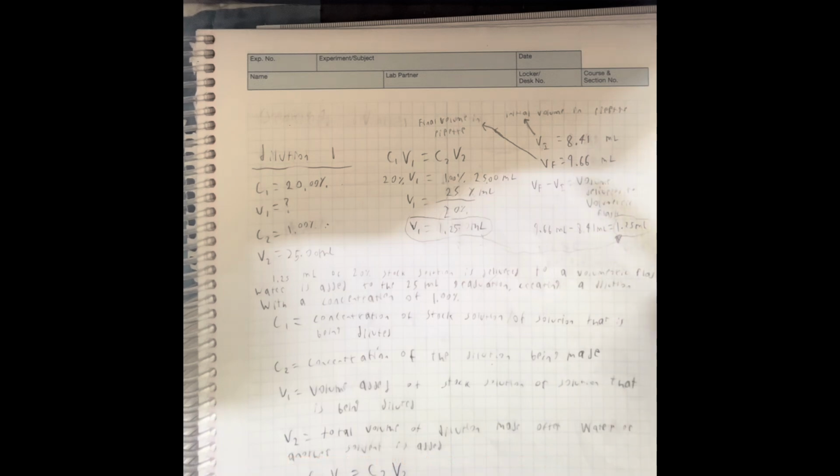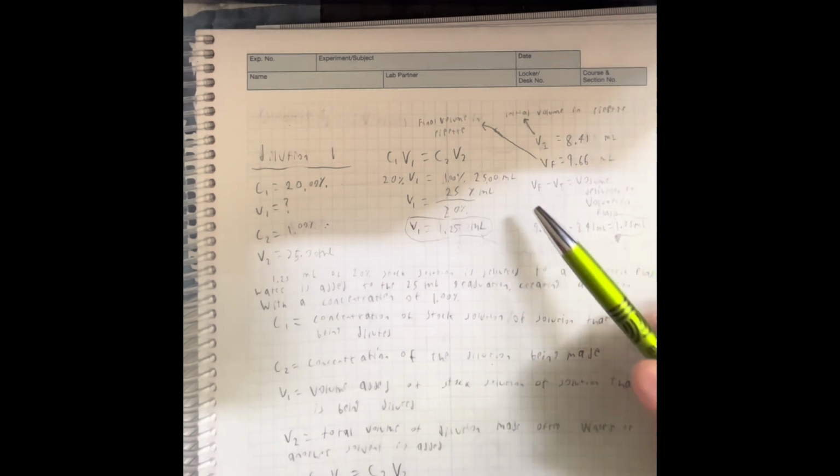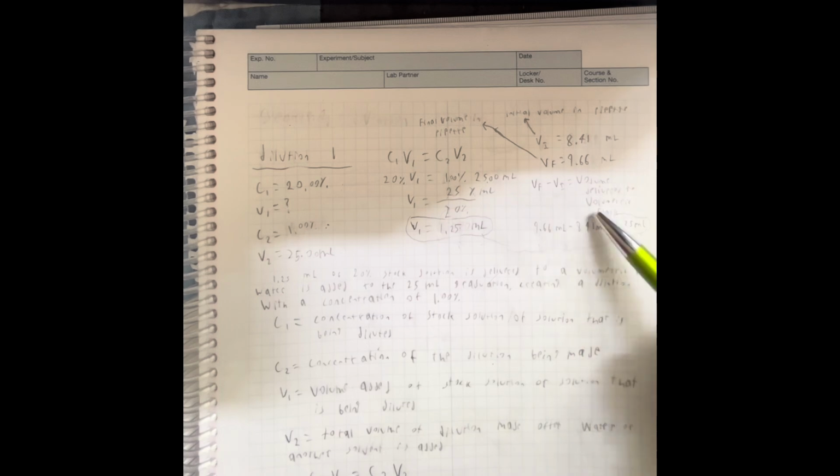So we got a pipette and drew up to an initial volume of 8.41 milliliters, and then released the solution into the 25 milliliter volumetric flask until it was 9.66 milliliters. Because the volume final minus the volume initial is the volume delivered, that means we delivered 1.25 milliliters of stock solution to the volumetric flask. This means that once we diluted that volumetric flask up to the graduation, we had 25 milliliters of 1% solution.